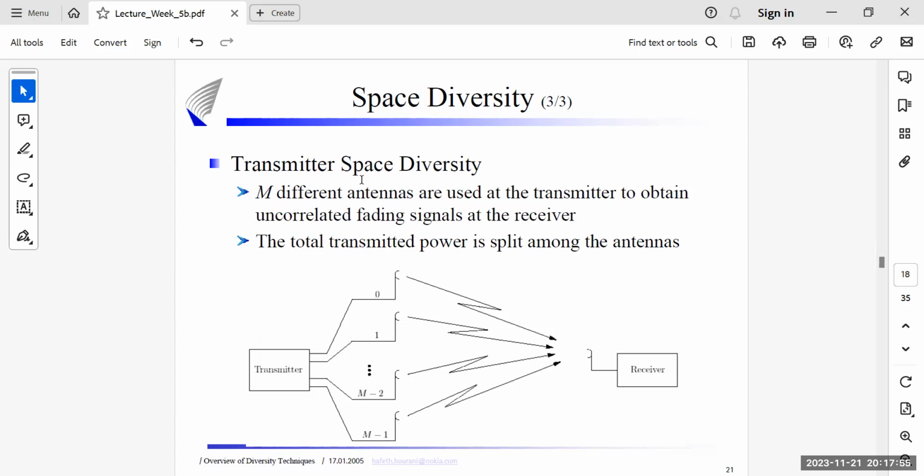Next, in this slide, you see the transmit space diversity. So instead of having multiple antennas on the receiver, you have multiple different antennas at the transmitter to obtain uncorrelated fading signals at the receiver. Obviously, if multiple copies are transmitted from the transmitter from different antennas, they will undergo different kinds of paths, and that is space diversity, right? One drawback of this is that the total transmitted power is split among the antennas. So if you have power P, then P1, P2, P3, the sum of all these would be the power that this transmitter has generated, right?